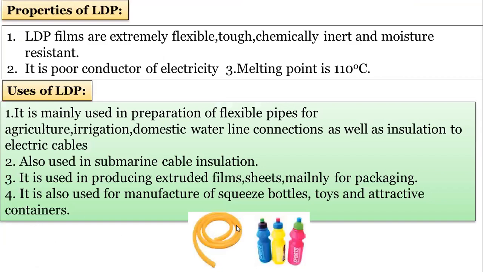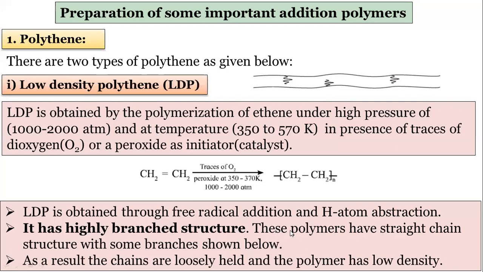Yes, one typing mistake is done by me. These polymers have a straight chain structure, sorry, this is correct. These polymers have a straight chain structure with some branches. So this is a straight chain structure and some branches are there. So this is a branched polymer.